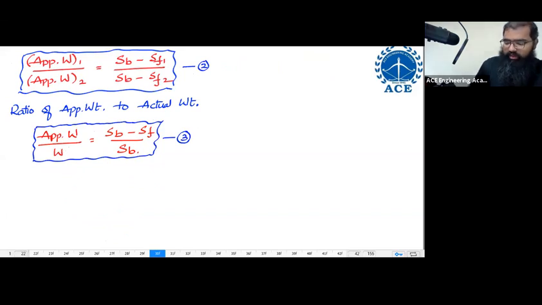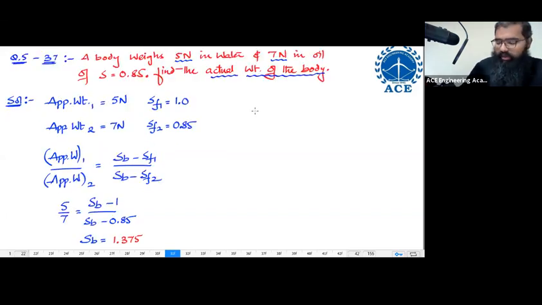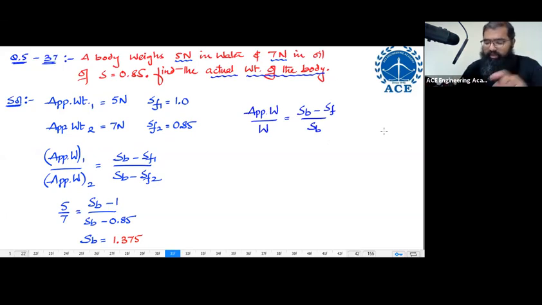You can use this particular equation. So what do you get from here? Let us say I write apparent weight upon actual weight has to be equal to SB minus SF whole divided by SB. Please be careful. Whatever apparent weight you take, corresponding SF you should take. It should not be that you are taking 7 newtons as apparent weight and taking SF equal to 1. That is wrong. Corresponding SF you have to take.